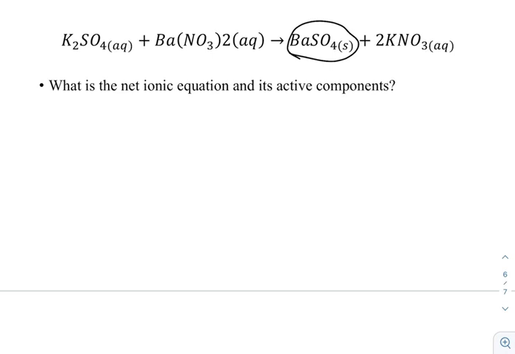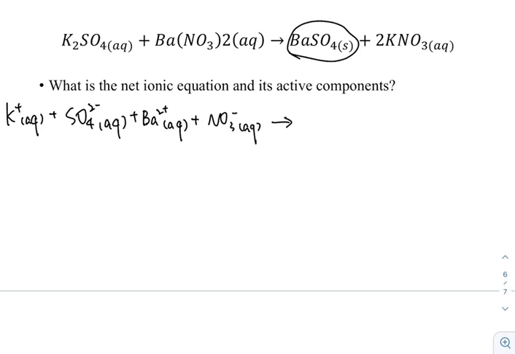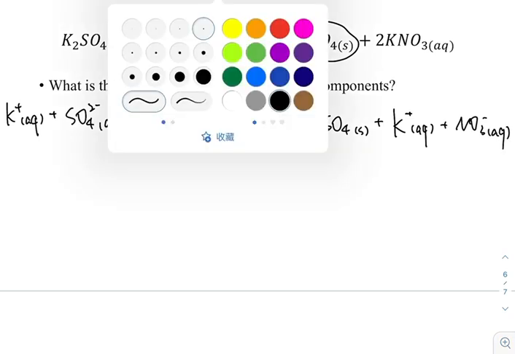In order to know what ions participate in this reaction, we have to first write out the ionic equation for this reaction. So in this case, the potassium ions and the sulfate ions exist in the potassium sulfate solution. And then the Ba2+ cations and the nitrate ions here, right? And then they form the precipitation of BaSO4, and then the potassium cations and nitrate ions. So this is the overall ionic equation.